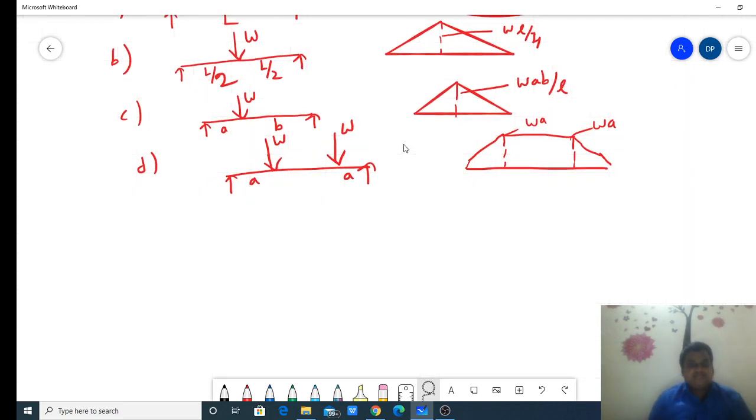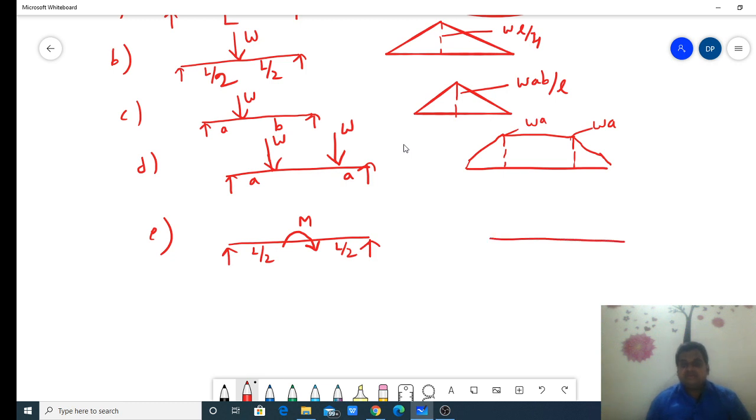And similarly, when I am going with moments in between, if I am applying a clockwise moment here, it is M and both distances are L by 2 and L by 2, then what will be the nature? It will be like this, and here you will have the formula: this will be plus M by 2, this will be minus M by 2.